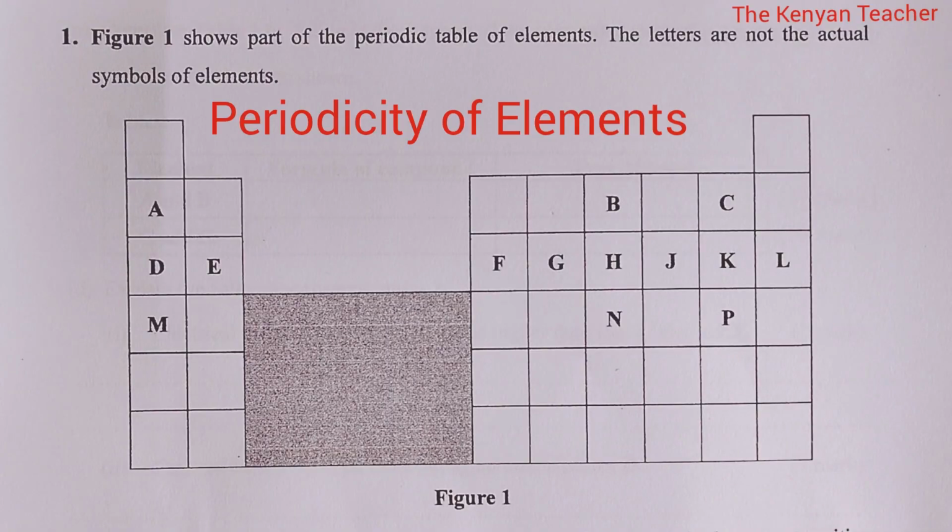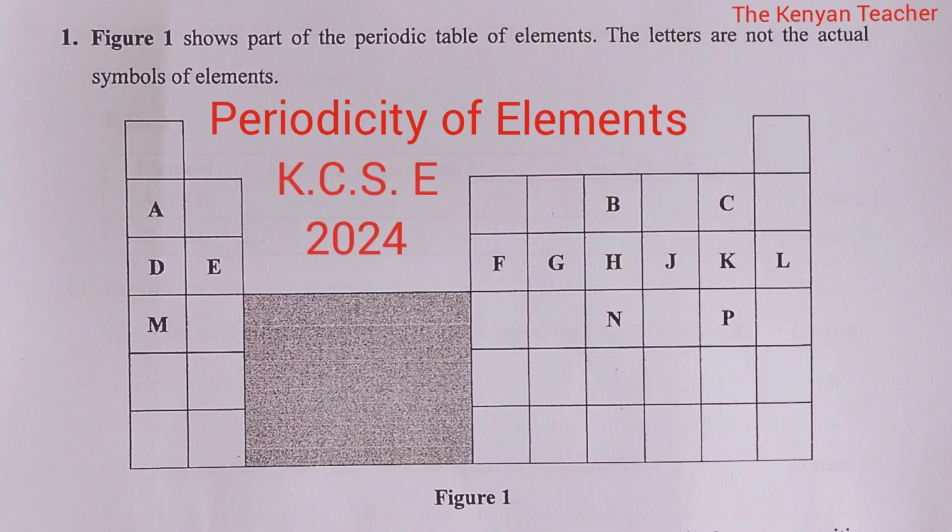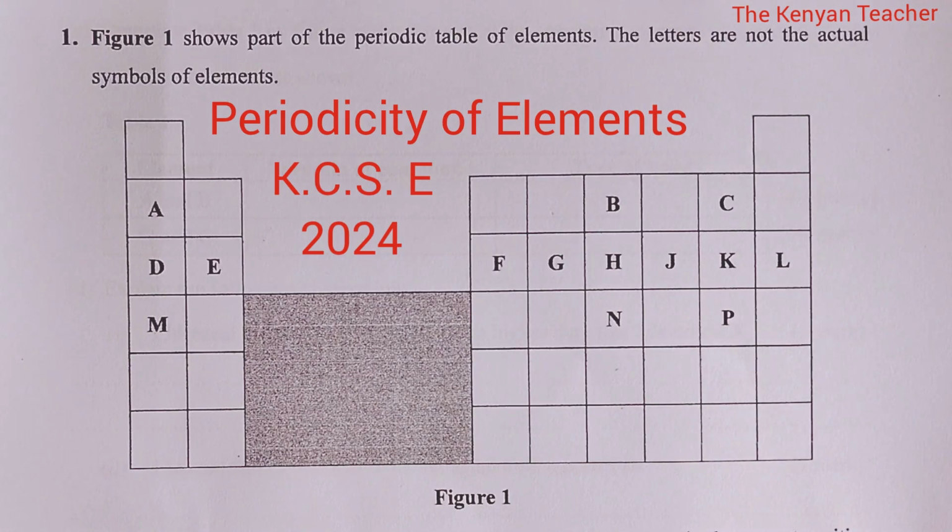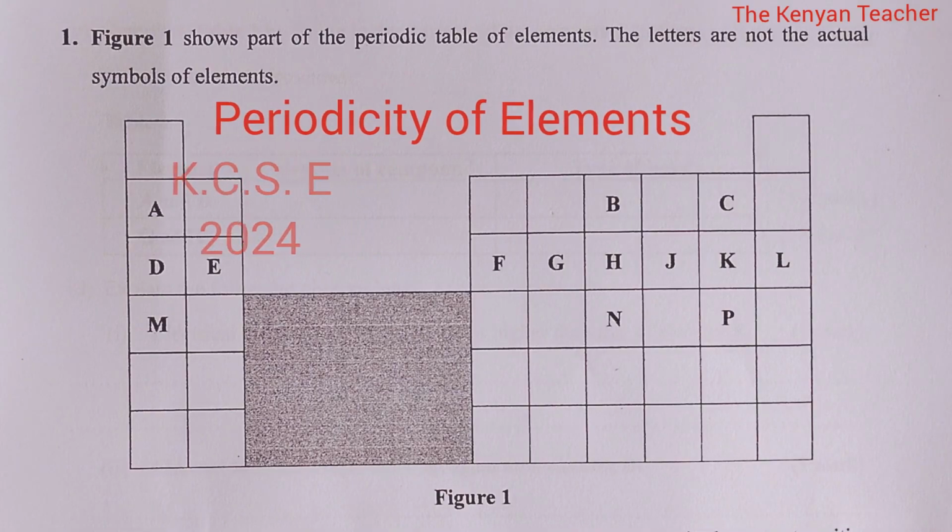In today's video, it is our pleasure to take you through the testing of the periodic table. This is K.C.S.E. Chemistry Paper 2 for the year 2024. Question number 1. Figure 1 shows part of the periodic table of elements. We are informed that the letters do not represent the actual symbols of the elements.